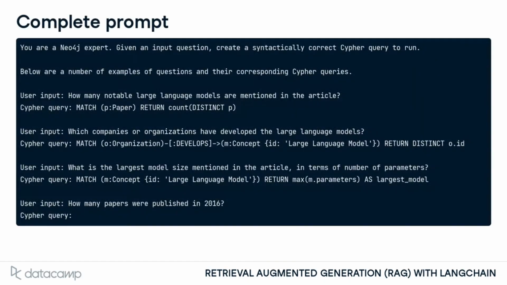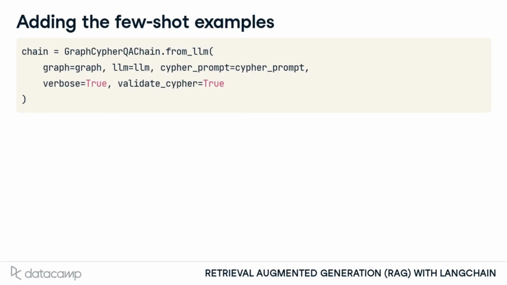Here's how the complete prompt looks before an input is inserted and gets sent to the LLM. This prompt template can be passed to the Cypher prompt argument of the graph chain to override the default template used by the class in the generate Cypher chain.